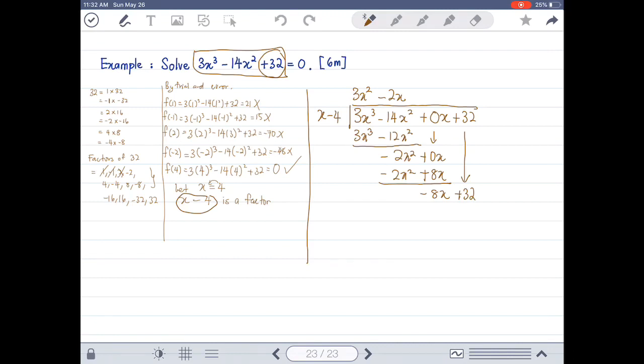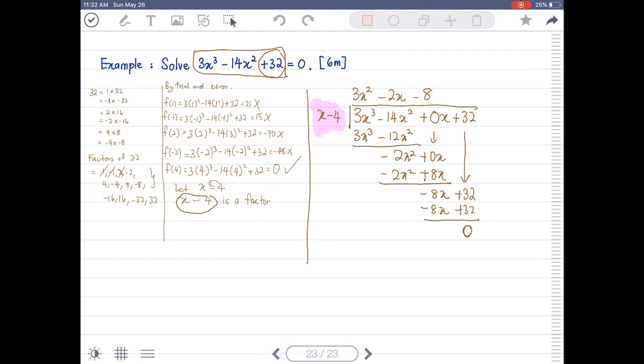Okay, what times x gives negative 8x? Negative 8. Negative 8 times x, we will get negative 8x. Negative 8 times negative 4, negative times negative, positive, 8 times 4, 32. So top minus bottom, we will get 0 remainder. Hence, it is true that this divisor, x minus 4, is a factor.